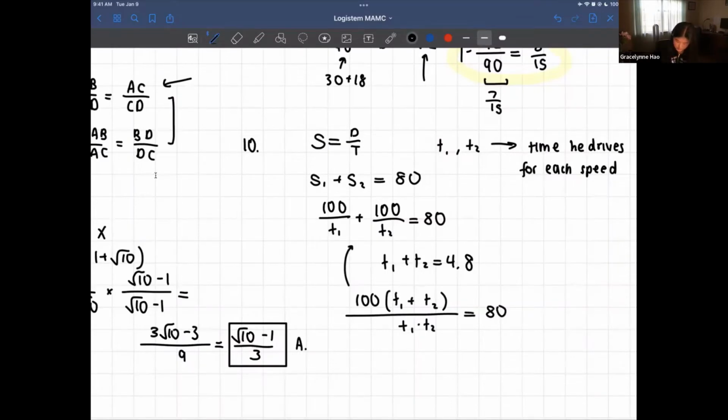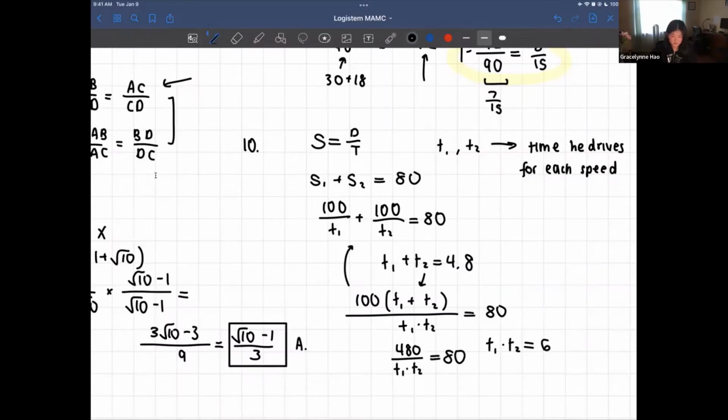and since we earlier established this, we can substitute it in to get that 48, or not 48. So then we know that the product T1 times T2 is 6.